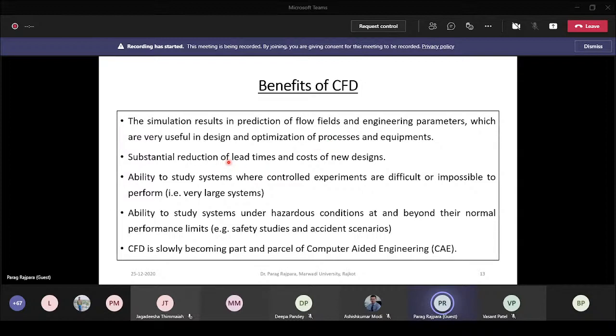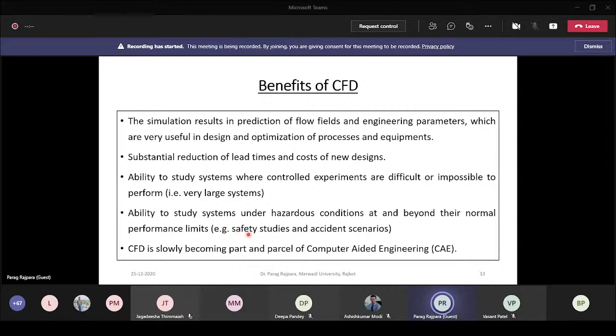Fine. Then you will have the ability to study the systems where controlled experiments are very difficult or sometimes impossible to perform in case of very large systems, just like we have taken an example of aircraft. We can have the ability to study systems under hazardous conditions at and beyond their normal performance limit. So you can have safety studies and accident scenarios.